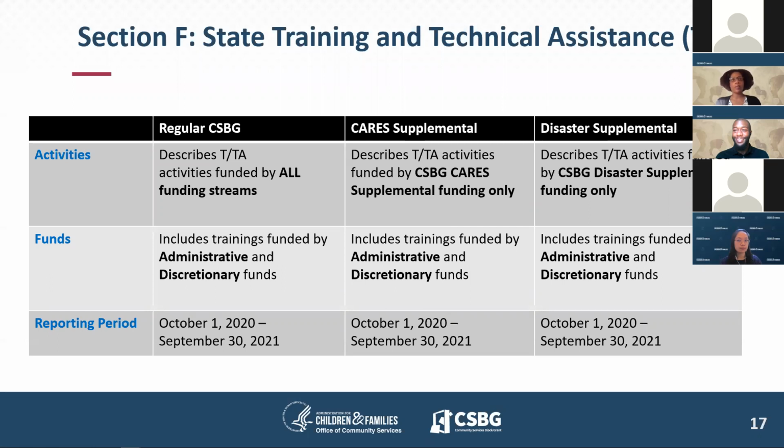For the disaster supplemental annual report, the state should describe training and technical assistance activities funded only with CSBG disaster supplemental administrative and discretionary funds. For disaster, however, the information is not pre-populated and states must enter information directly because there is no corresponding application or plan built into OLDC. As a reminder, these activities must take place within the reporting period of October 1st, 2020 through September 30th, 2021.